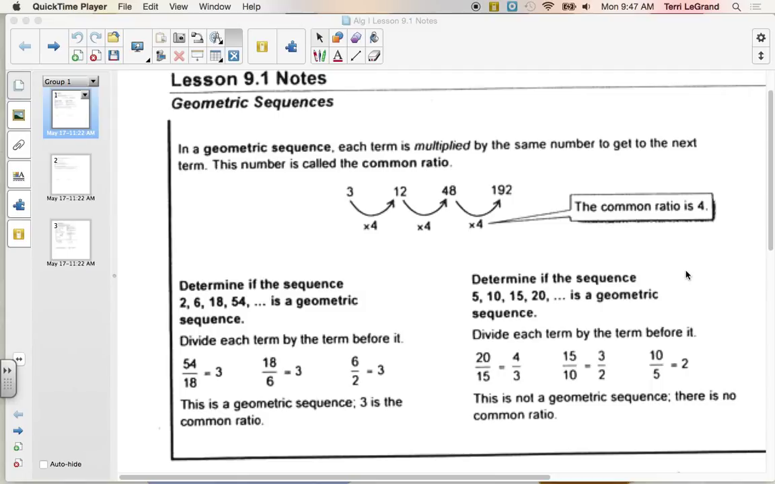Chapter 9 now, but back in chapter 3, we learned about sequences. And the type we studied back in chapter 3 were called arithmetic sequences. Anybody think they remember anything about arithmetic sequences? What is a sequence, first of all?